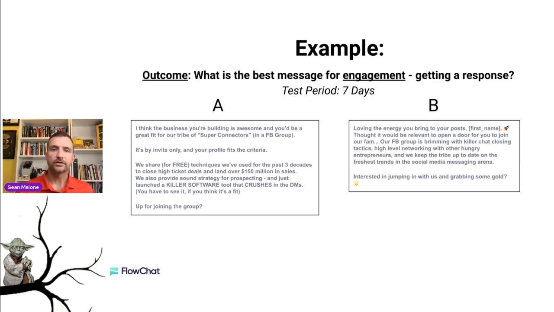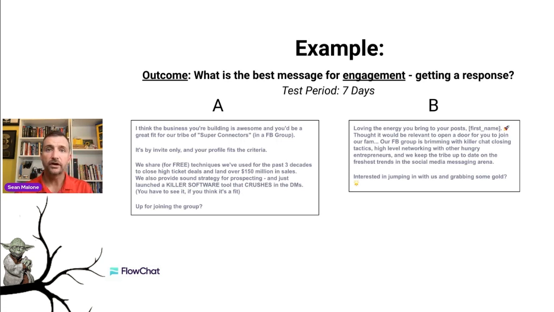So how on earth are we going to actually measure this? What is the outcome we want? This is an initial message, so the outcome we want is engagement, meaning we're going to stay focused on one metric. When you split test, A/B split testing, you only want to choose one metric over a certain specific time period of days, and you test that one message.